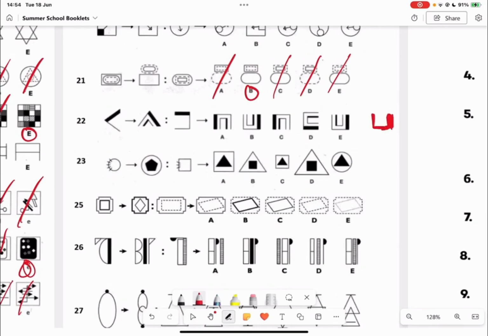So for 22, we can cross out A, C, and D. And now we're looking at the inside, and we can see that the thicker line should be on the opposite side. So the answer should be E.